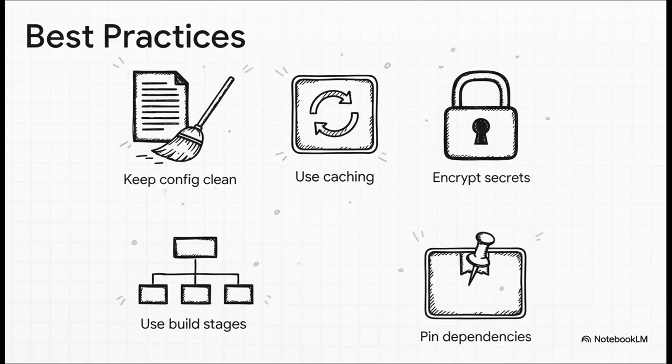And to really make your pipelines fly, it pays to follow a few simple rules. Keep that .travis.yml file clean and easy to read. Use caching. This is huge. It prevents you from re-downloading dependencies on every single run and can speed things up dramatically. Always encrypt your secrets. Use those build stages to find failures faster. And finally, lock down your dependency versions so that every build is consistent and repeatable.